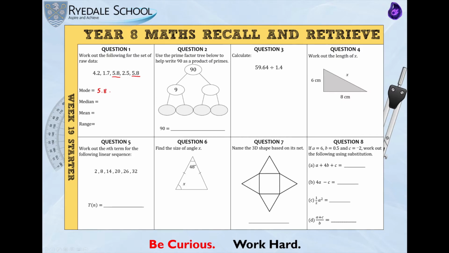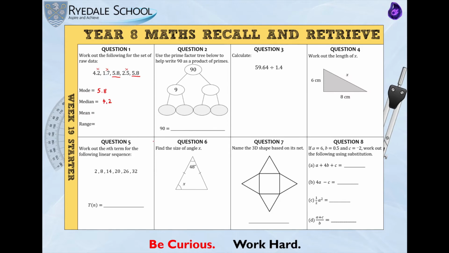The median is the number in the middle when they are in order of size. Now, because there's 5 numbers, the third largest will be in the middle. So the third largest, 1, 2, 3, is 4.2. Just saves me writing them all out in order.